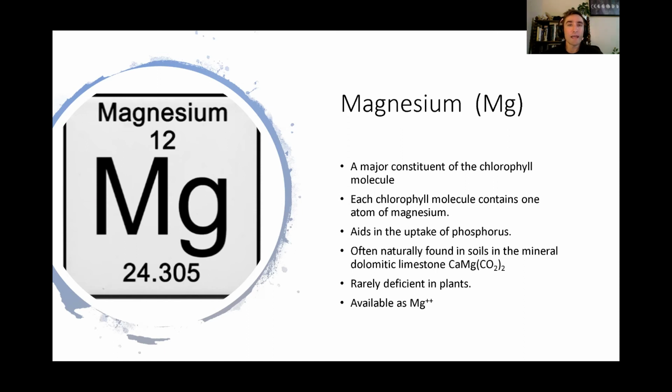Magnesium also will aid in the uptake of phosphorus. No magnesium means phosphorus uptake becomes more difficult.